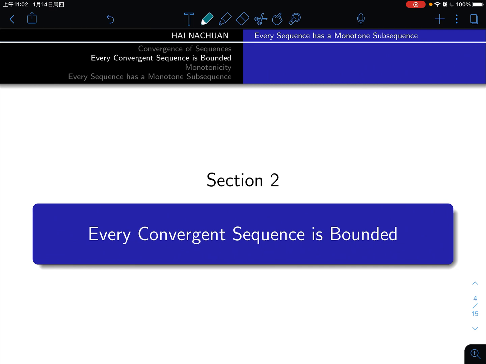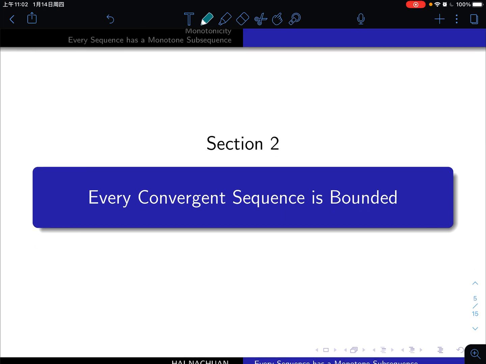Section 2. In Section 2, I'm going to talk about why every convergent sequence is bounded. Let's take a sequence a_n and let it be a convergent sequence. Because it is convergent, we can assume that it converges to a unique limit A. Given epsilon bigger than 0, there exists a natural number M such that |a_n minus A| is smaller than epsilon for all n bigger than big M.